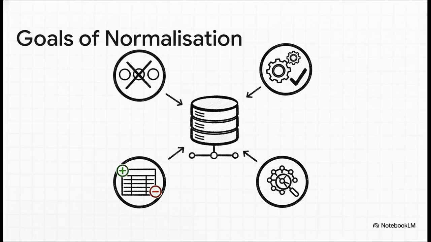Really, when we normalize, we're aiming for 4 big wins. First, we get rid of redundant data, which saves a ton of space. Second, it keeps our data consistent. So if a customer changes their address, you only have to update it in one spot.